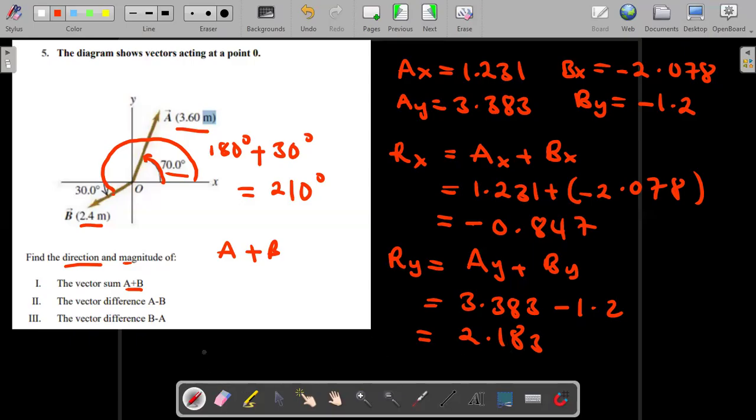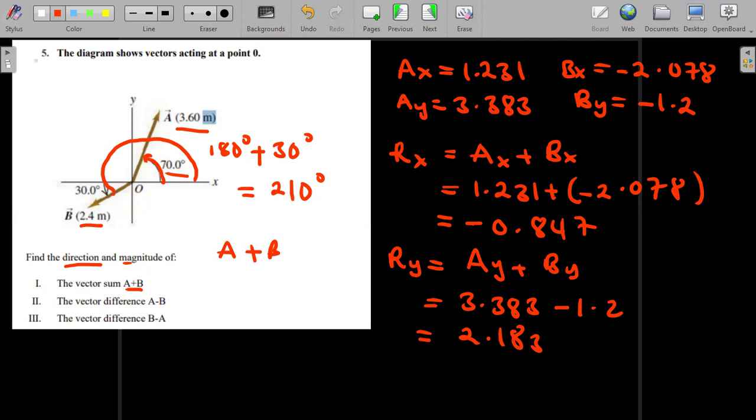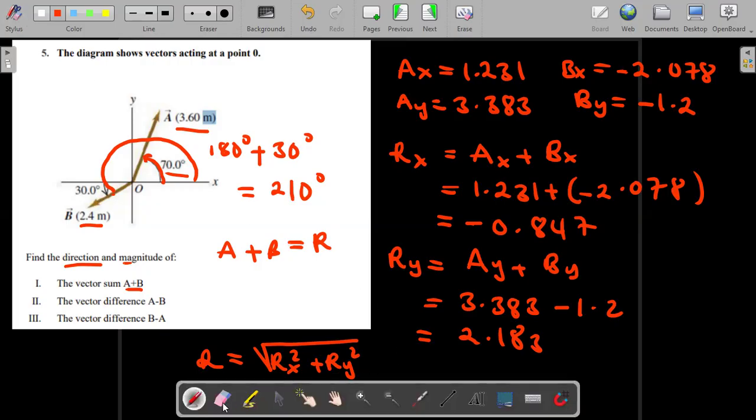But now, how do I find the resultant vector? So the resultant vector A plus B is equal to R, such that R is going to be equal to the square root of the component RX squared plus RY squared. And this here is what is going to give me my final R. So let me erase this part here.